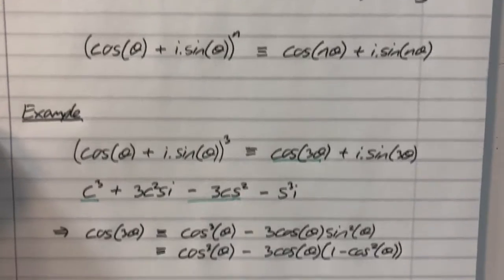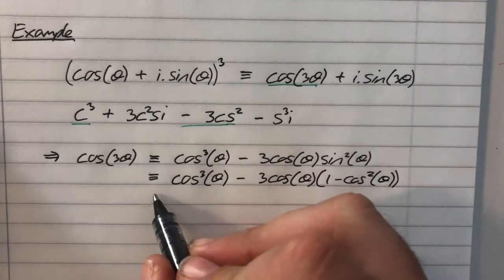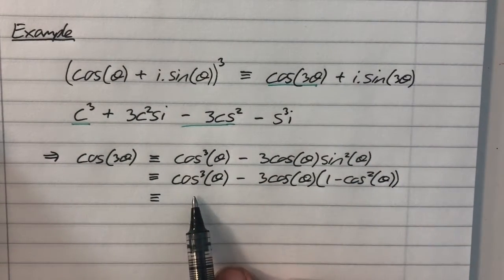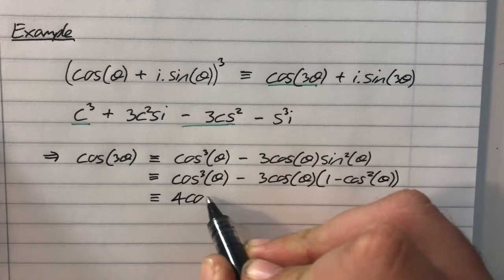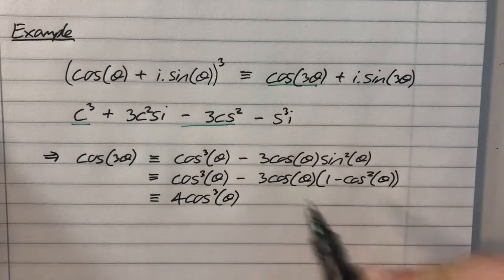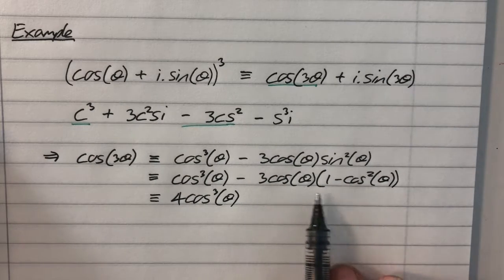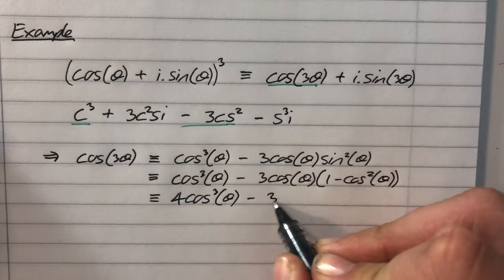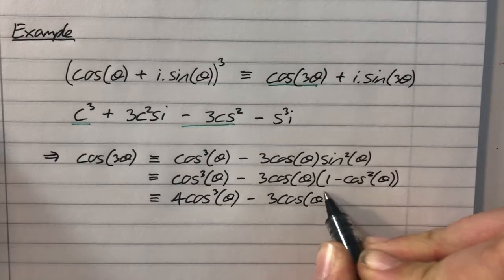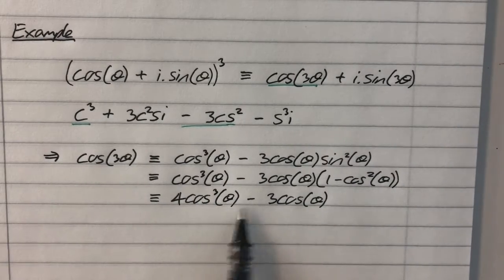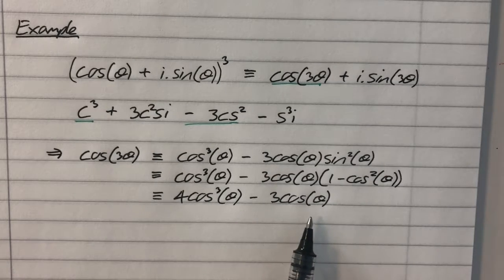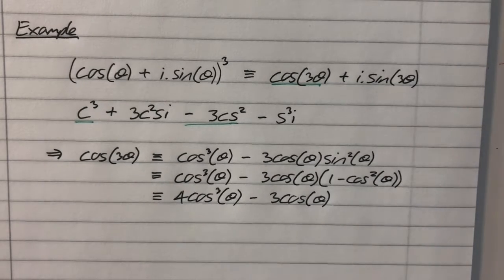And then I can multiply out the brackets and simplify. Cos cubed plus 3 cos cubed is 4 cos cubed. And minus 3 cos times 1 leaves me with minus 3 cos theta. So therefore, cos of 3 theta is identical to 4 cos cubed of theta minus 3 cos of theta. Of course, I could do exactly the same, but equate the imaginary parts.